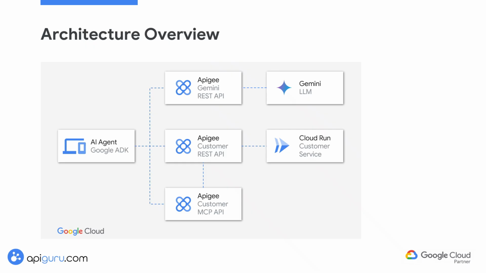It protects the Gemini model endpoint, the customer REST API, and the MCP endpoint using OAuth 2. It also exposes the customer REST API as MCP tools using the Apigee MCP discovery template.